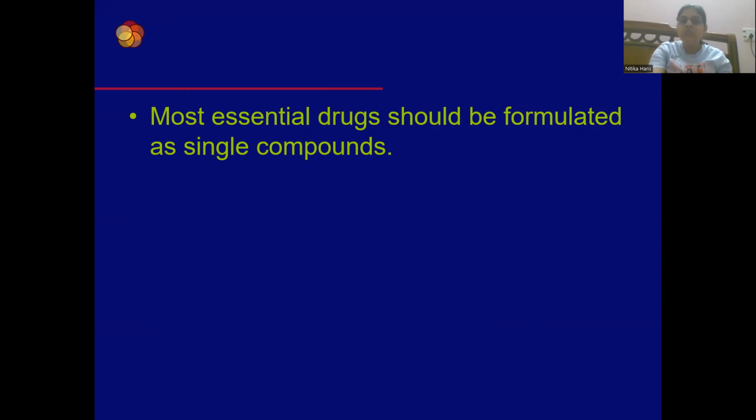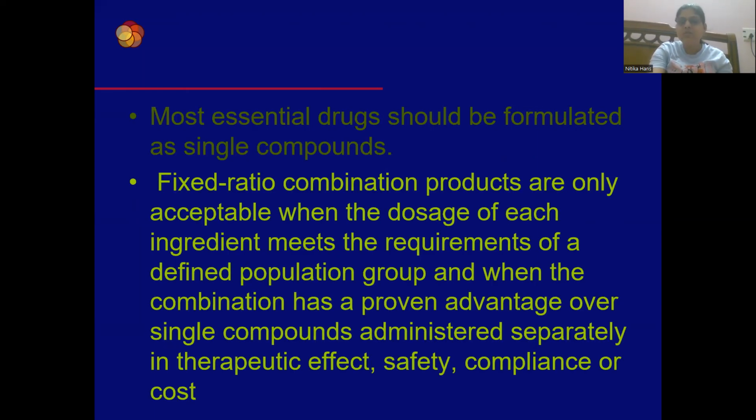The essential drugs should be formulated as single compounds. Fixed ratio combination products are only acceptable when the dosage of each ingredient meets the requirements of a defined population group, and when the combination has a proven advantage over the single compounds administered separately in therapeutic effect, safety, compliance, and cost. Because mostly the drugs are given singly, but we can use the fixed dose combination also when they have a proven advantage. Like they are more efficacious, safer, more compliant, and the cost is less. Only then can we use the fixed dose combination of the drugs.